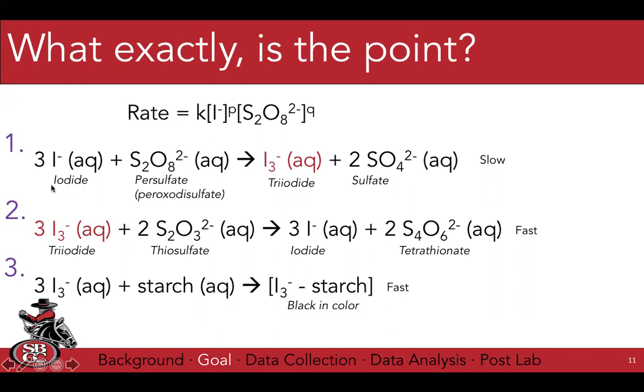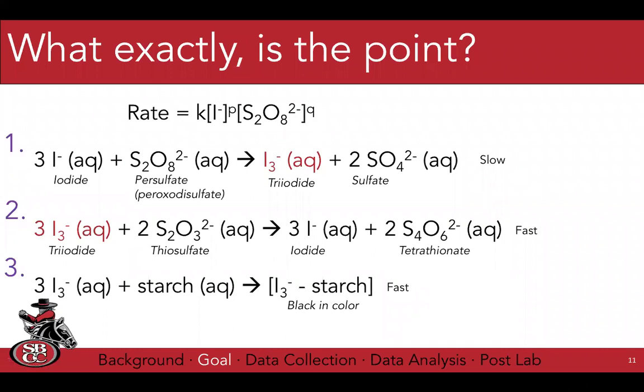We are then looking at the reaction between iodide and persulfate, and that forms triiodide and sulfate. This is the reaction we're studying today. But we can't see this reaction. It's a clear reaction to a clear reaction, so we have no way of measuring it. So what we're going to do is use secondary and tertiary reactions to understand how fast this first reaction is. The first reaction, reaction 1, produces triiodide, this I3 minus ion, and then it feeds that into the second reaction as a reagent.